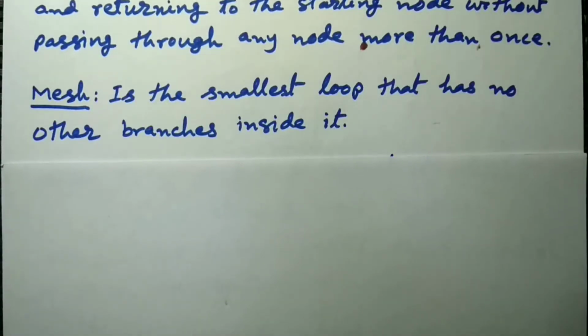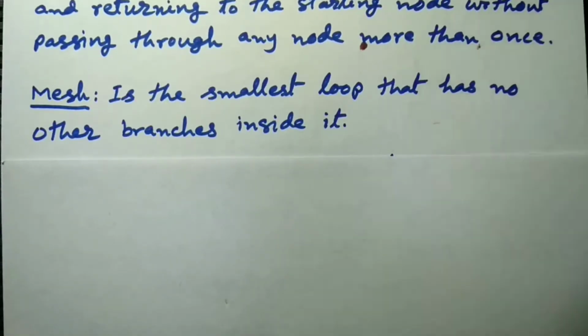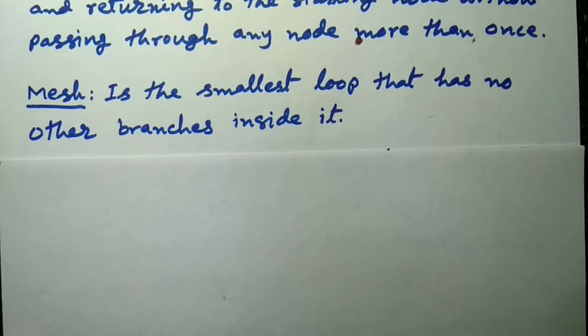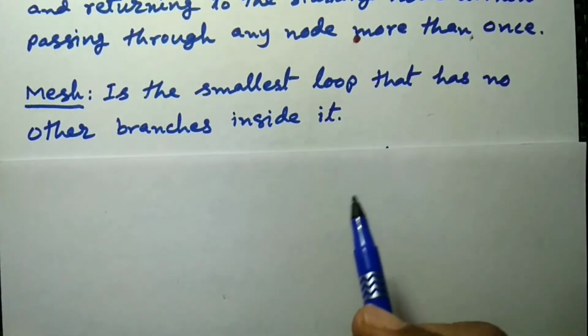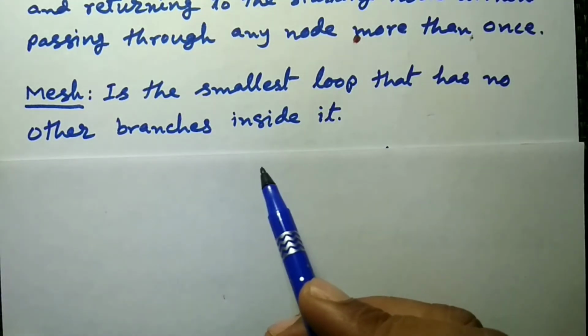The second definition is called mesh. A mesh is the smallest closed path, or it can be considered as the smallest loop of the circuit that has no other branches inside it.